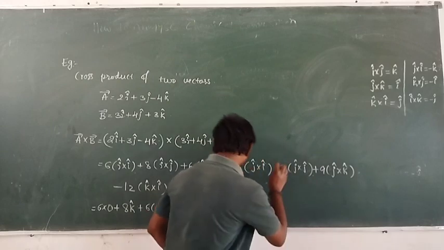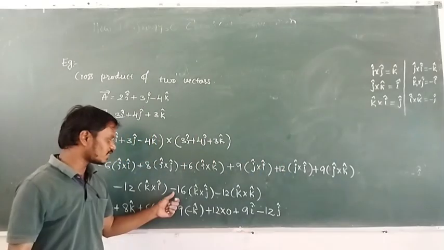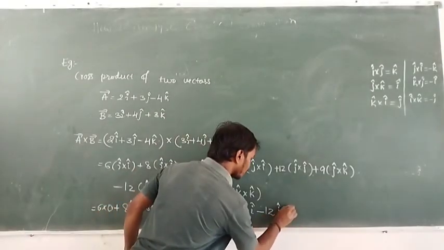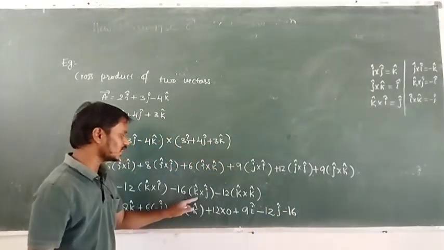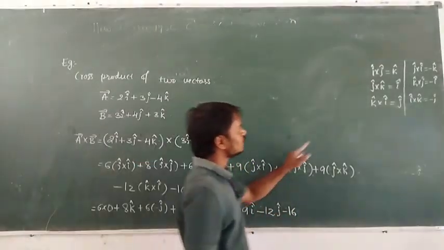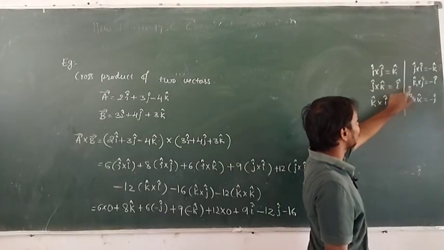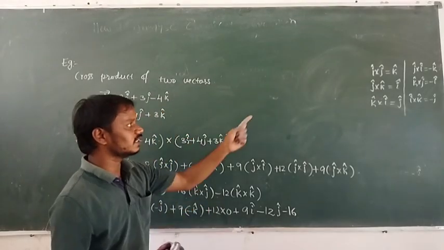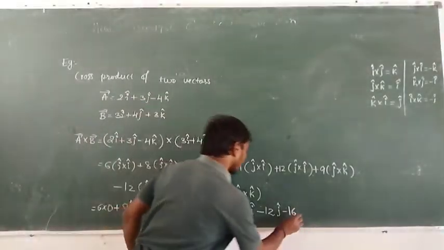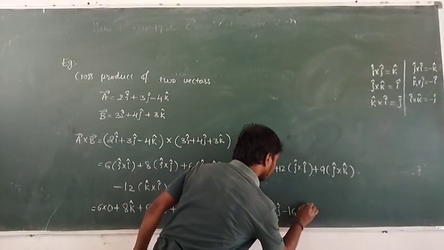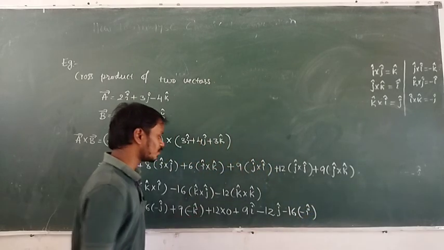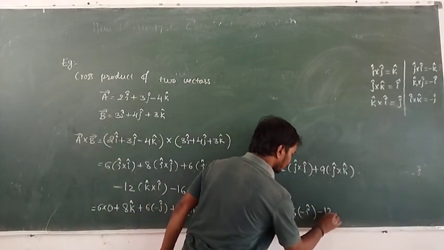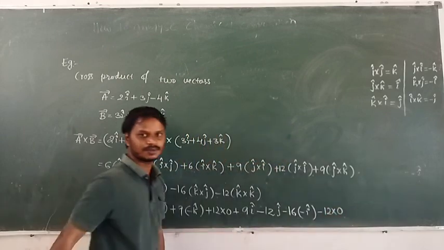Next, minus of 16 into k cross j. j cross k is plus i, so k cross j is minus i. Minus of minus i. Then minus 12 into j. Okay.